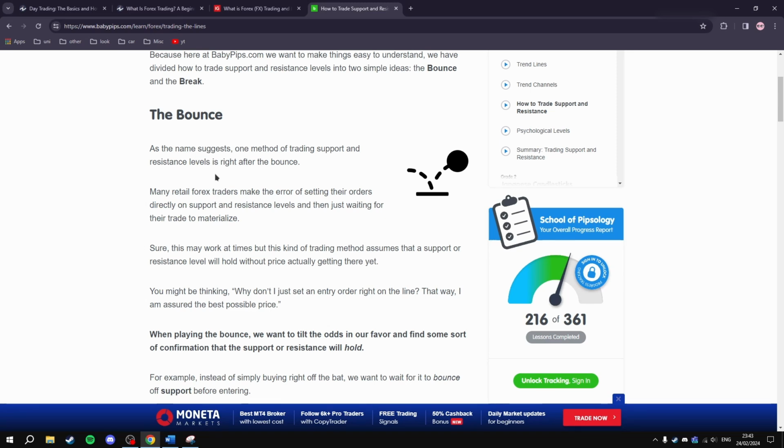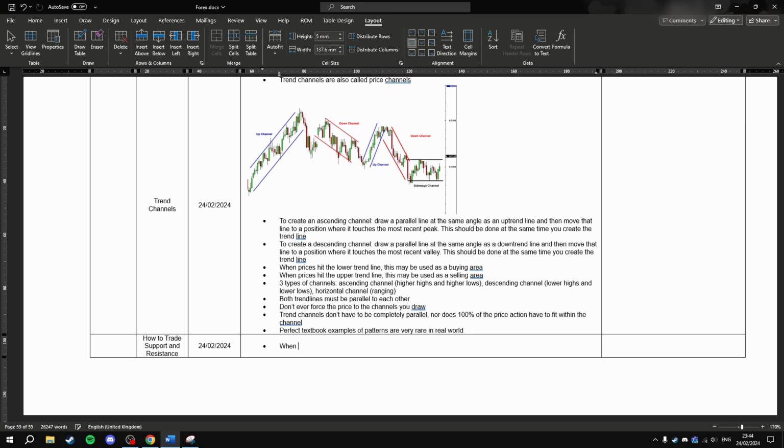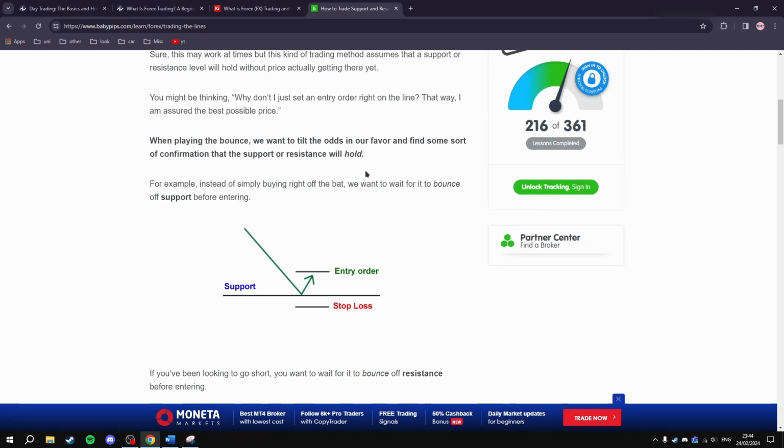You might be thinking, why don't I just set an entry order right on the line? That way I am assured the best possible price. When playing the bounce, we want to tilt the odds in our favour and find some sort of confirmation that support or resistance will hold. For example, instead of simply just buying right off the bat, we want to wait for it to bounce off support before entering.